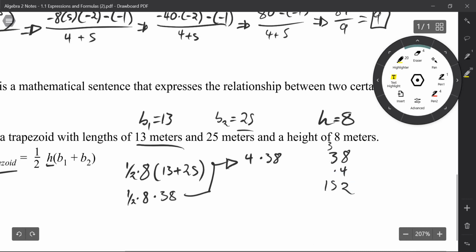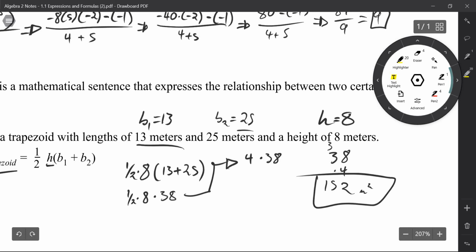Or is it? We're dealing with area here, so we always want to make sure that we're notating what this 152 is. So we're going to look for 152 meters squared. Because we're dealing with area, it's not just meters, because that would give us a length. We're looking for area, so meters squared.